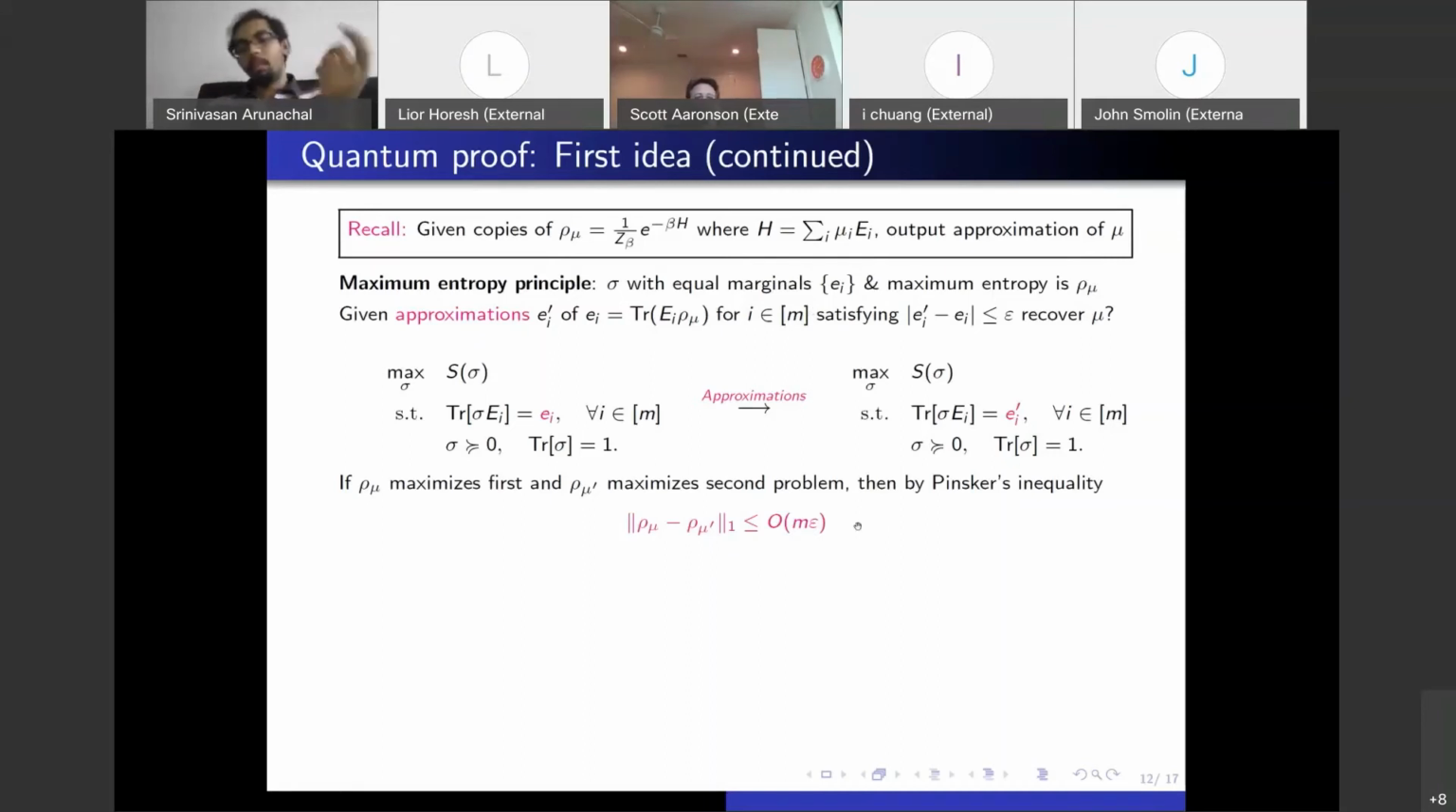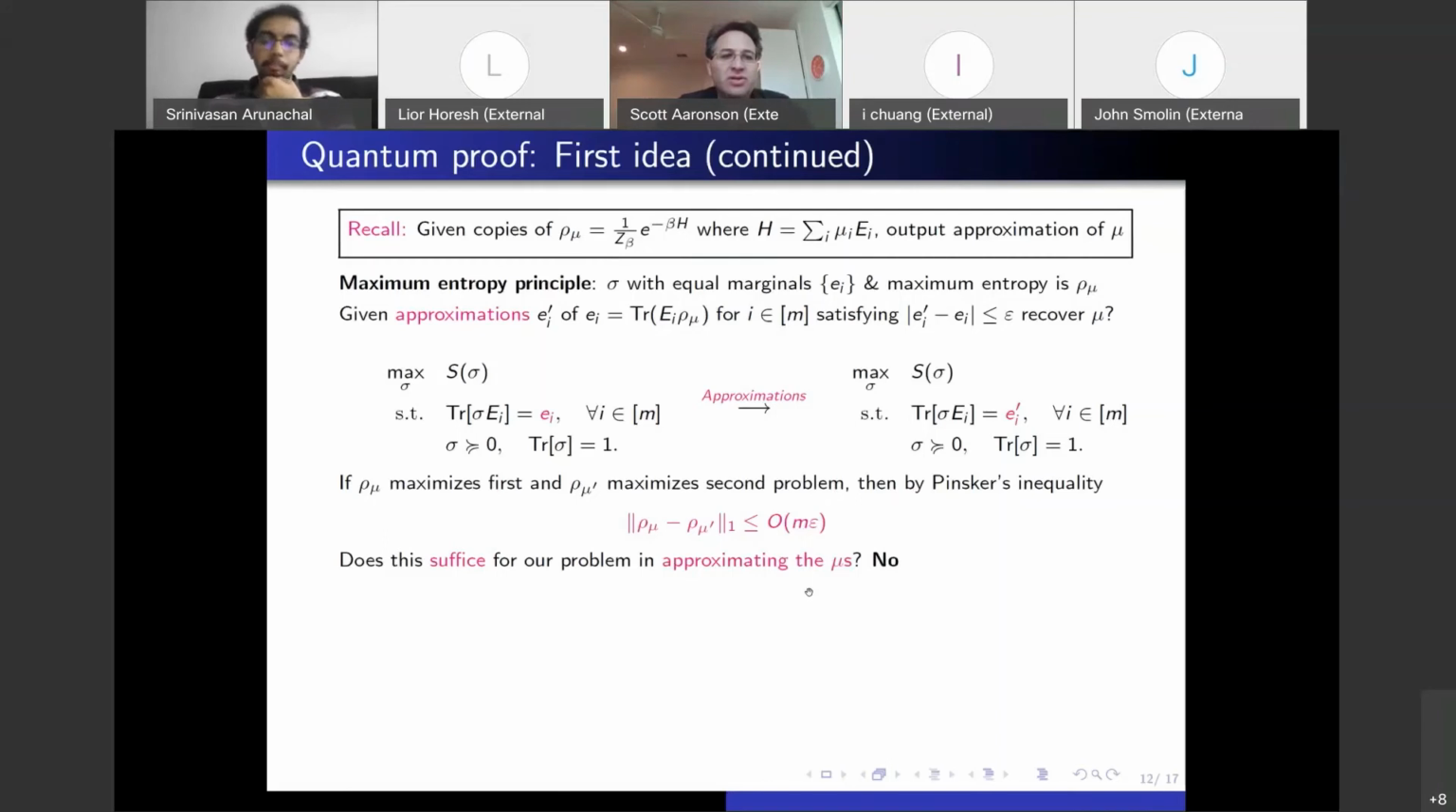But okay, fine. The next question is, of course, now that we have some approximation, can we, from here, produce a mu prime that is close to mu? Recall, the goal is to approximate mu, not to produce an approximation of rho mu to rho mu prime. So we have this, can we produce mu? And this is where the main issue is, actually.